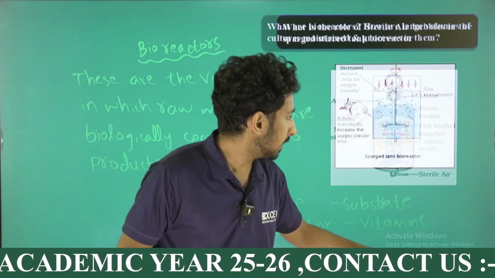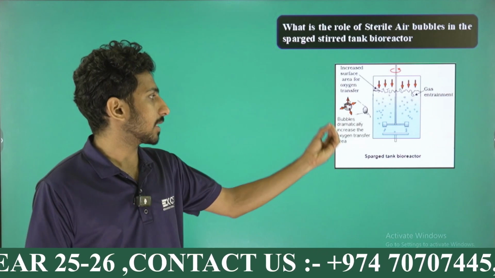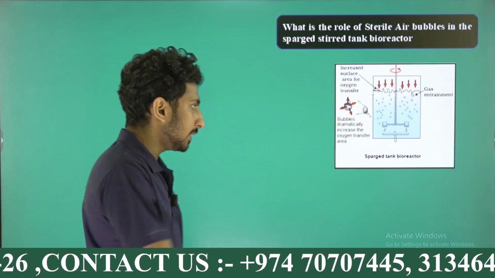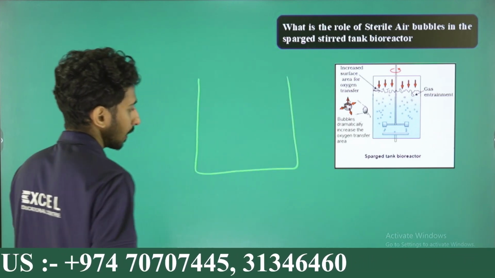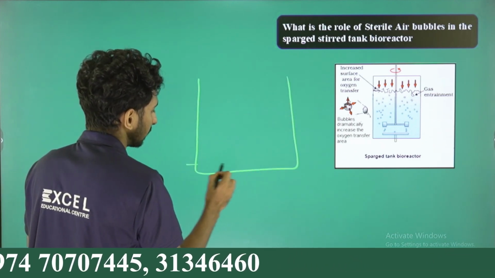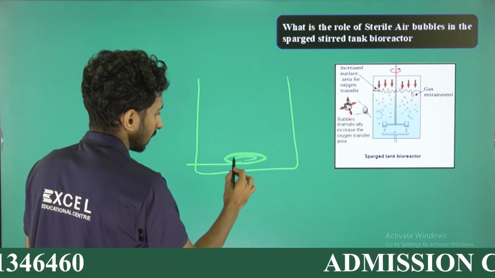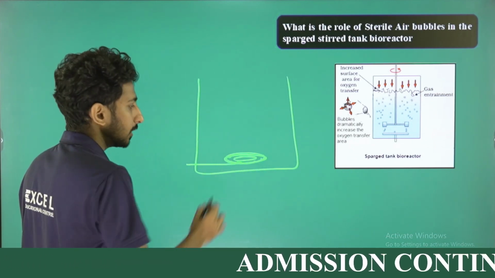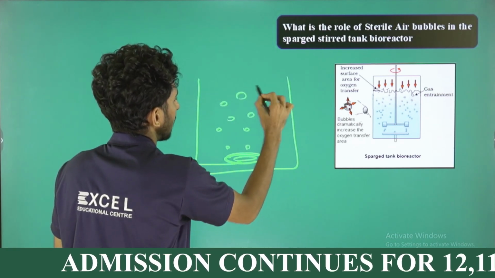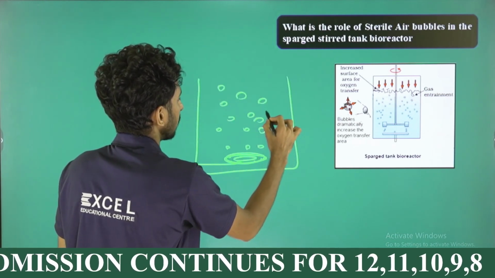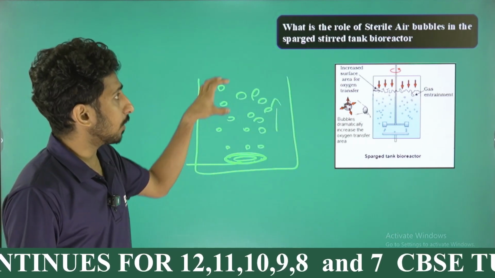See, this one is simple stirred tank bioreactor. This one is sparged stirred tank bioreactor. In this sparged stirred tank bioreactor, this is the tank. In this there will be a sparger here. This sparger produces air bubbles. What is the advantage of this air bubbles?